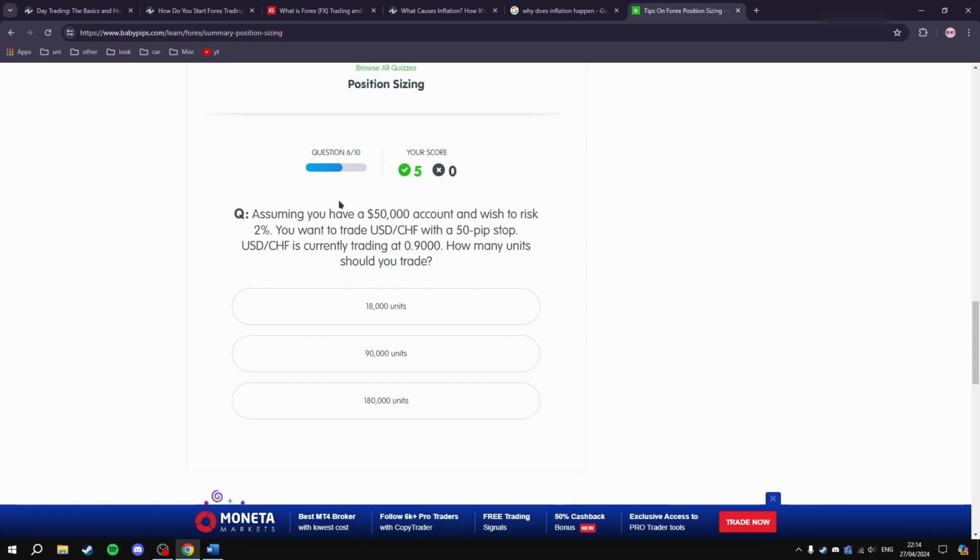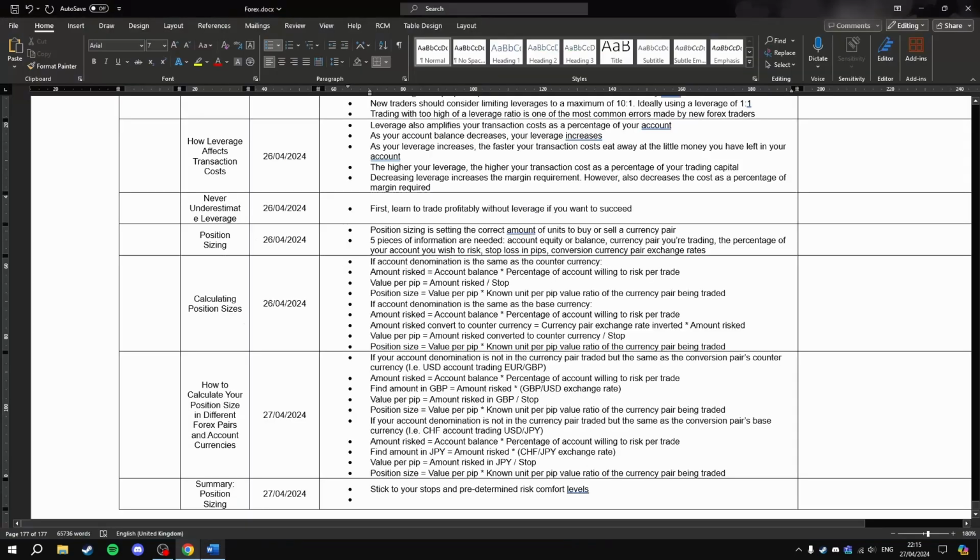Assuming you have a 50,000 account with a wish to risk 2%, you want to trade USD CHF with a 50 pip stop loss. USD CHF is currently trading at 0.9. How many units should you trade? So you have a USD denominated account and you wish to trade USD CHF, so your account denomination is the same as the base currency.